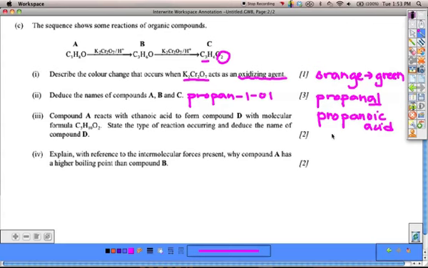So A, B, C. Compound A reacts with ethanoic acid to form compound D with a molecular formula of C5H10O2, and state what type of reaction this is and deduce the name for compound D. This is a condensation reaction. Or we could also call it an esterification because we are forming propyl ethanoate.